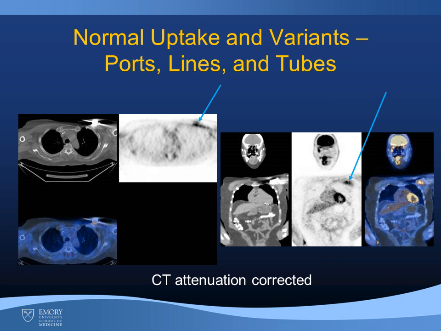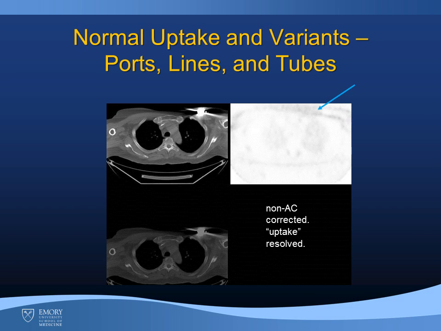Now, ports, lines, and tubes can cause uptake, especially if they have metal, and we have that metal over-correction artifact. So in this patient who has a port, it looks like there's activity at the port, and the port was not used for injection here. But on the non-attenuation corrected images, that uptake resolved. So this is just an artifact of the attenuation correction algorithm.